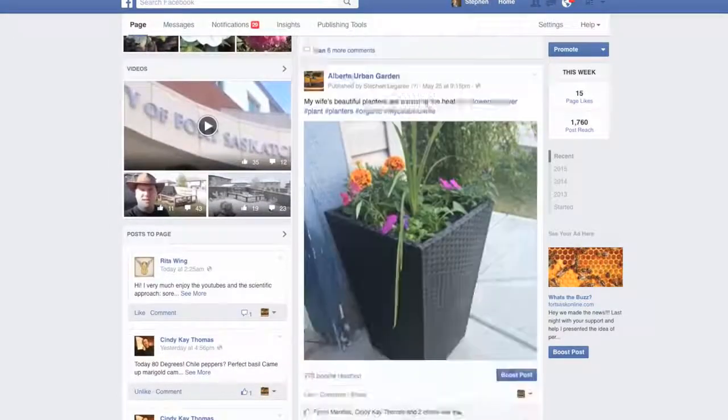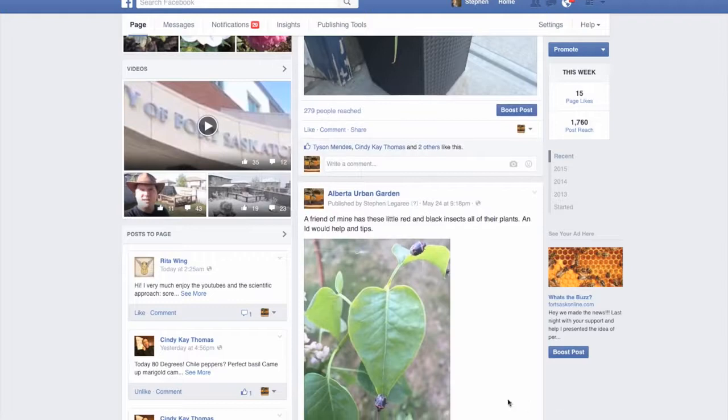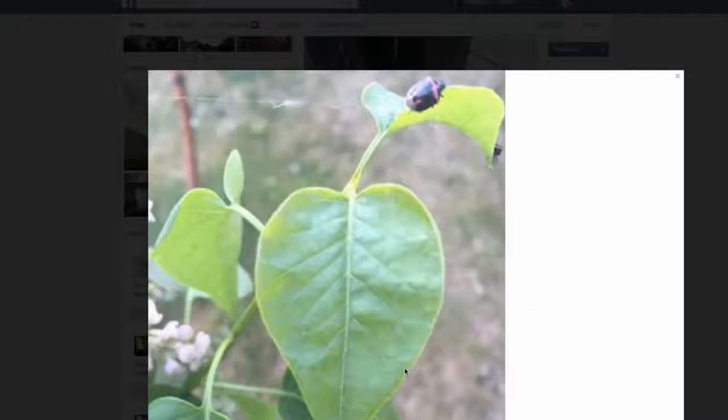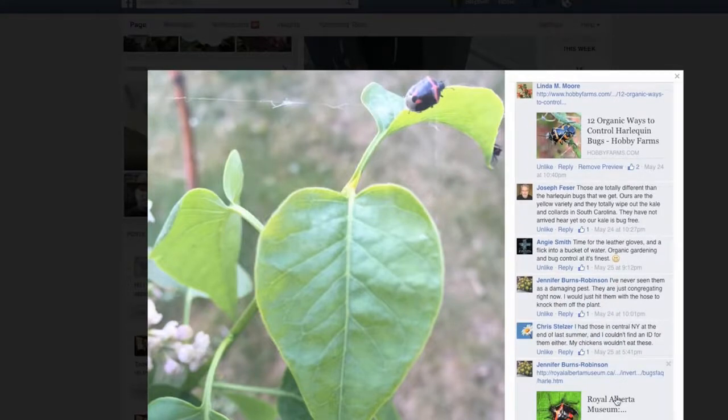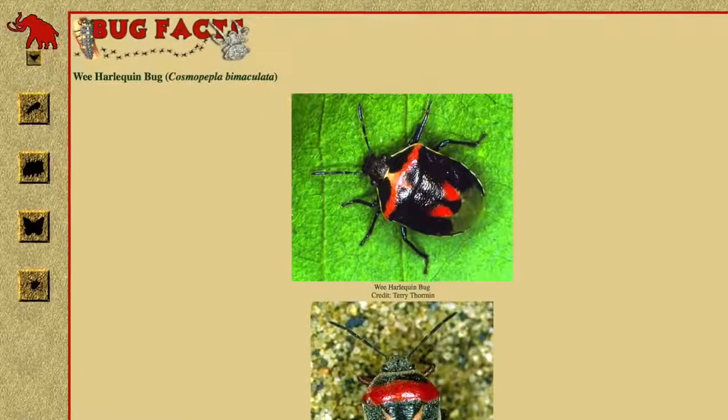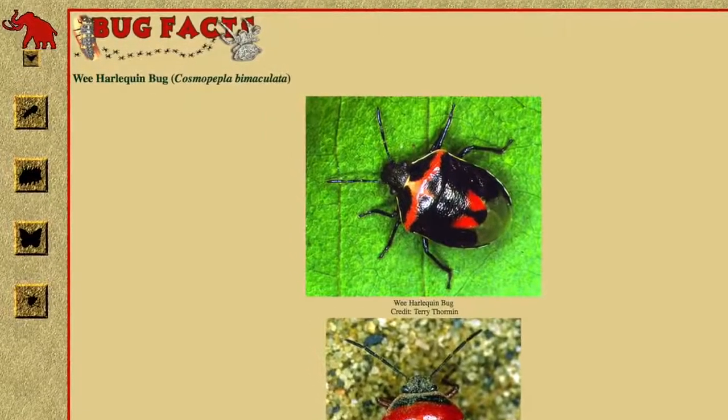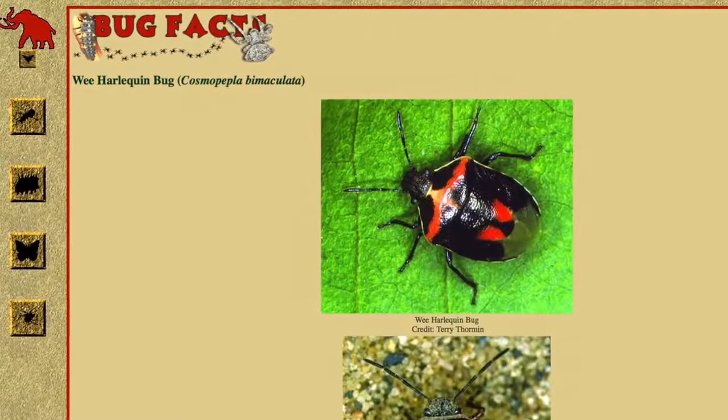So far, the most effective way to identify foreign pests is to ask the people on the Alberta Urban Garden Facebook page. They very quickly identified the last pest, and my friends on the Facebook page gave me some great resources, such as a pest identification website at the Royal Alberta Museum and organic ways to manage that pest.